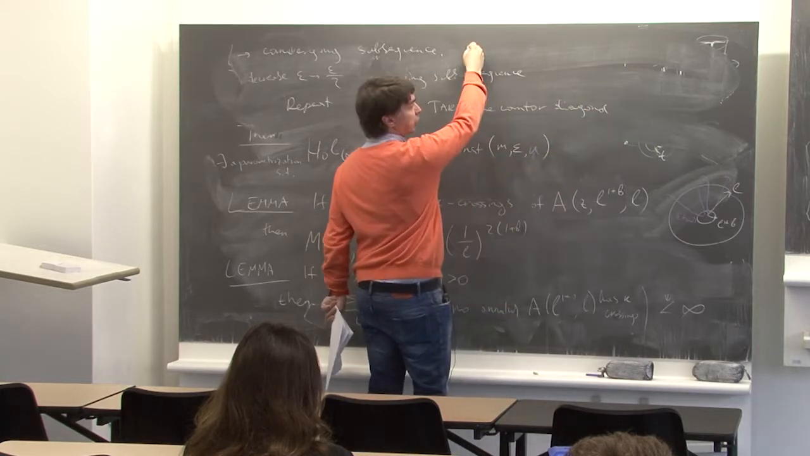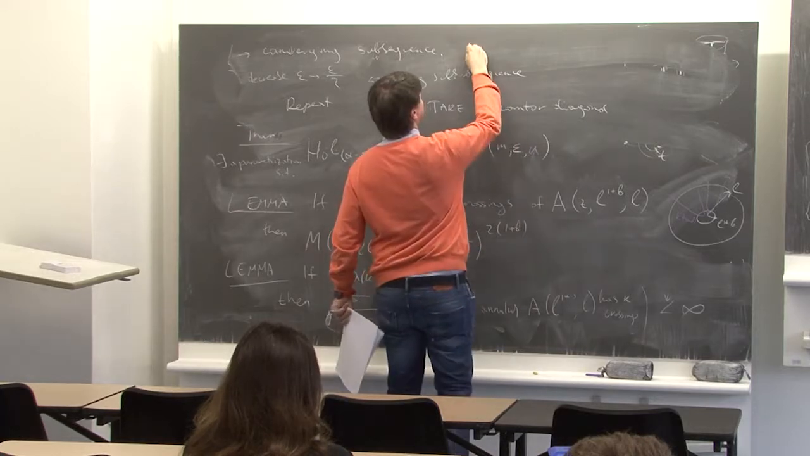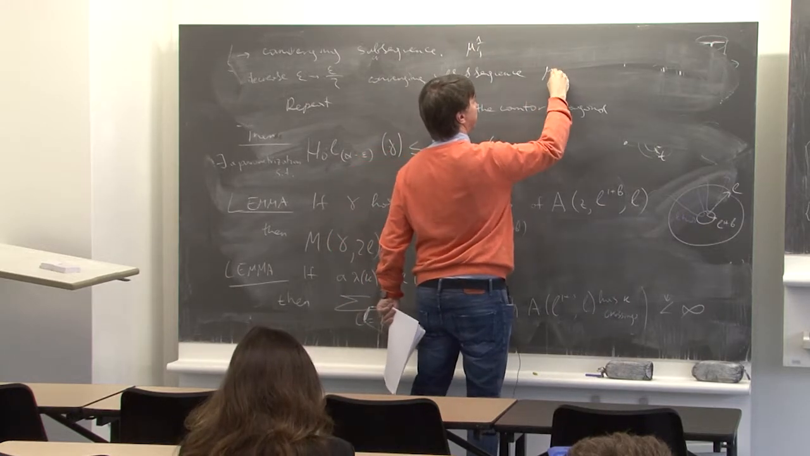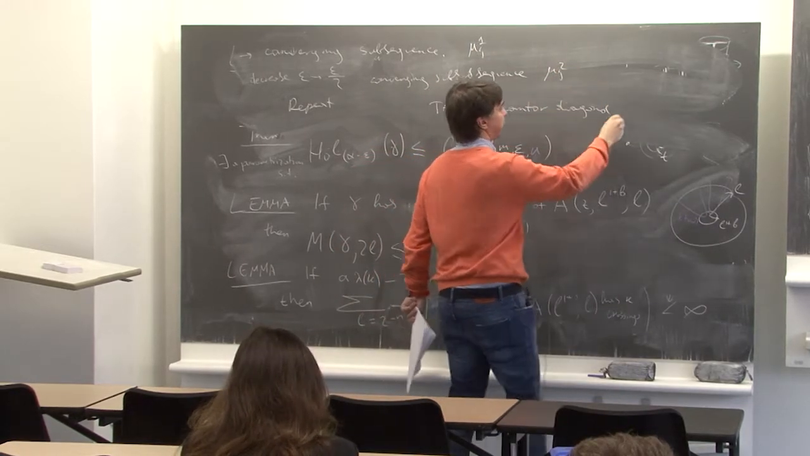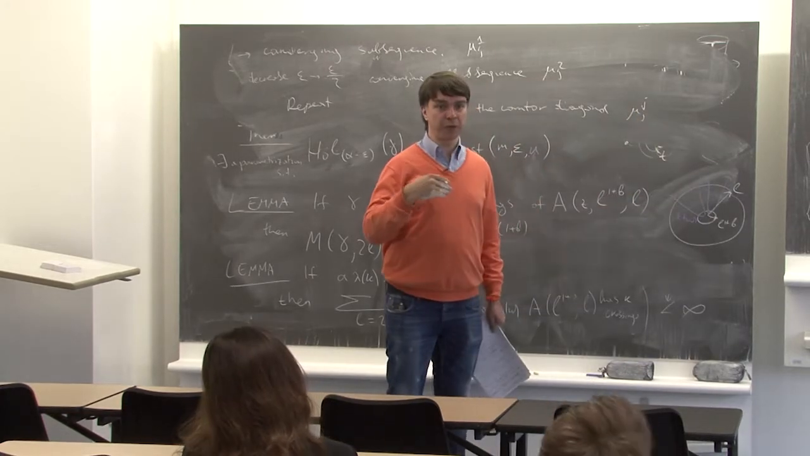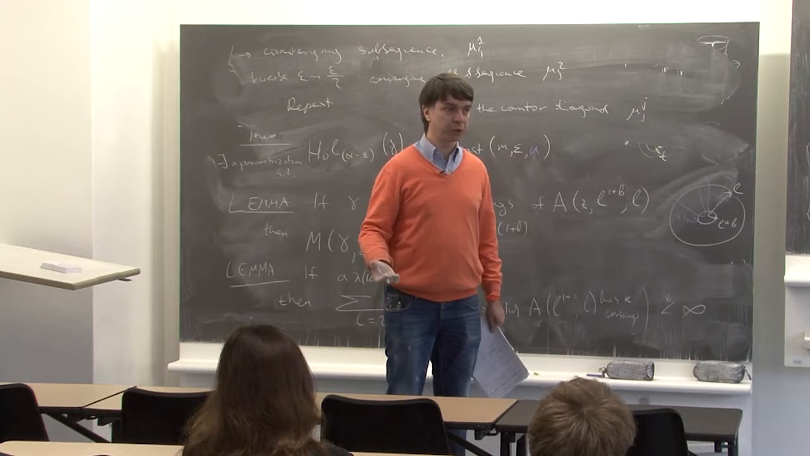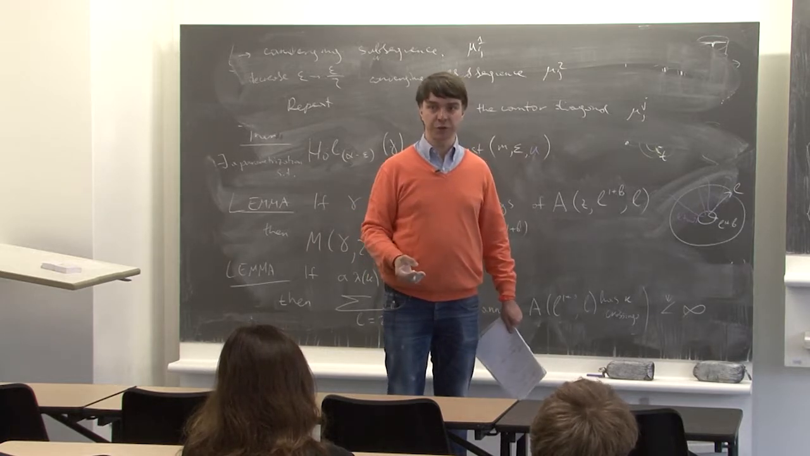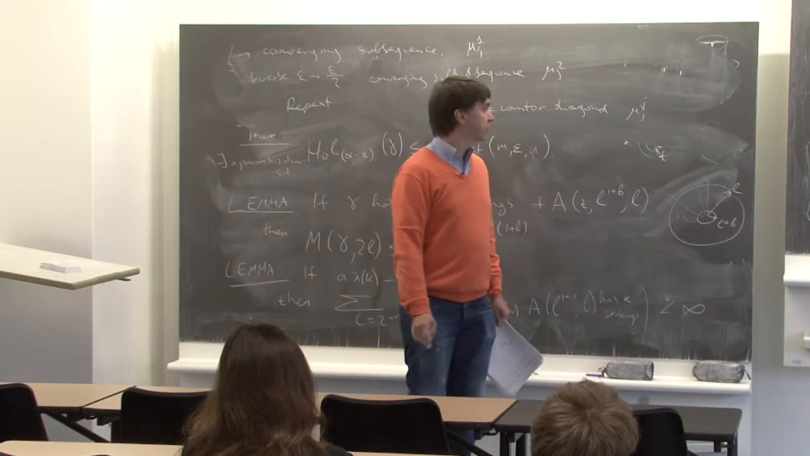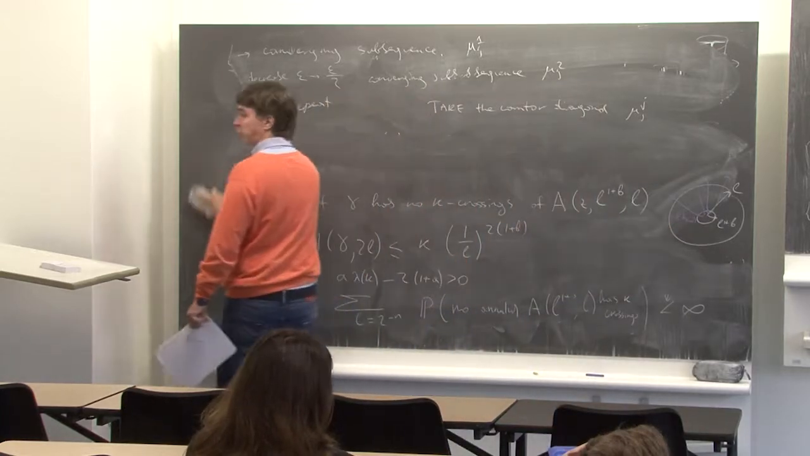So here we had a converging subsequence, let's say called mu j1. Here we have mu j2. Take the counter diagonal mu jj, and it converges when you chop off an epsilon part of the measure, epsilon 1/2 part of the measure, epsilon 1/4 part of the measure. So essentially, up to an arbitrarily small thing, it converges. So that's the end of the proof.